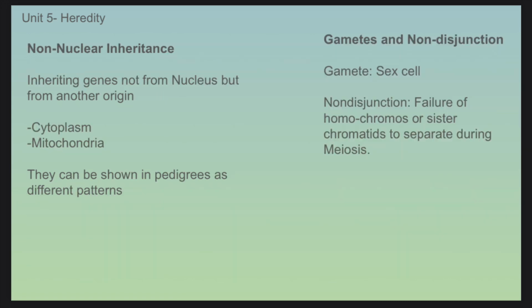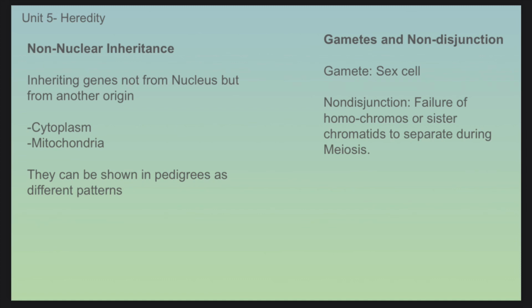Okay, so let's talk about non-nuclear inheritance. It just means inheriting genes not from the nucleus, but from another origin, such as the cytoplasm or the mitochondria. That's what mitochondrial inheritance is. They can also be shown in pedigrees as different patterns.